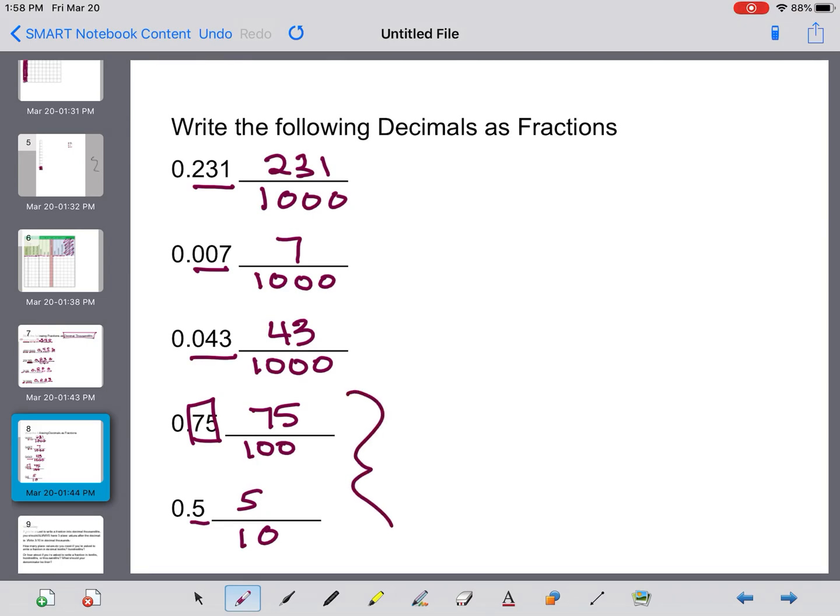Now, an interesting thing about these two fractions here is we can actually reduce them to lowest terms. I happen to know that 75 divided by 25 is 3, and 100 divided by 25, because what you do to the bottom, you have to do to the top, and vice versa, 100 divided by 25 is 4. So in lowest terms, this fraction is actually 3 over 4, or 3/4. Same with 5 over 10. I know I can divide both of these numbers by 5, meaning that 5 divided by 5 is 1, and 10 divided by 5 is 2, meaning that this decimal is equivalent to 1/2.